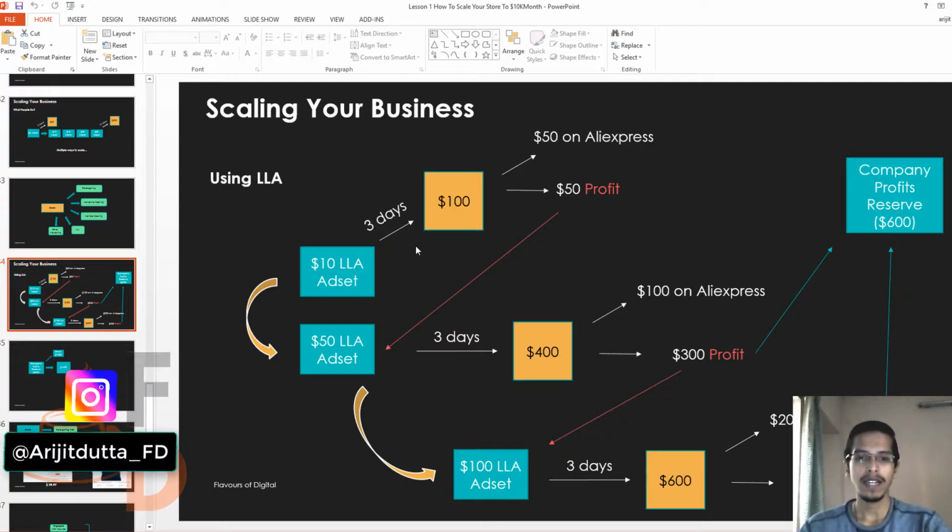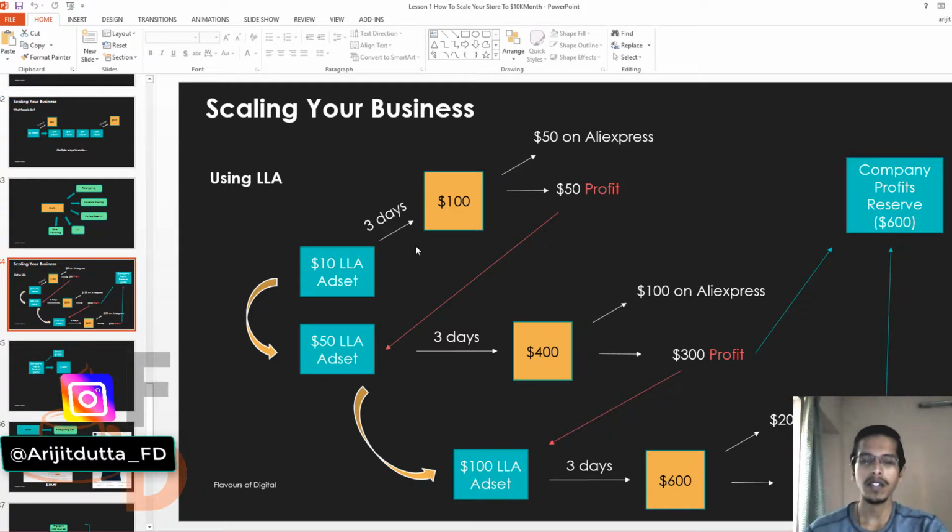So this is the exact strategy that I use. Using a lookalike audience, I create $10 lookalike ad sets. One ad set, by the way, and I run it for 3 days.